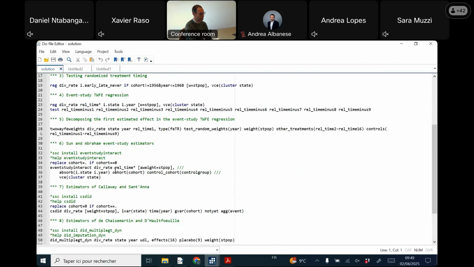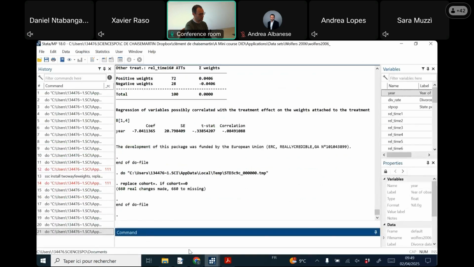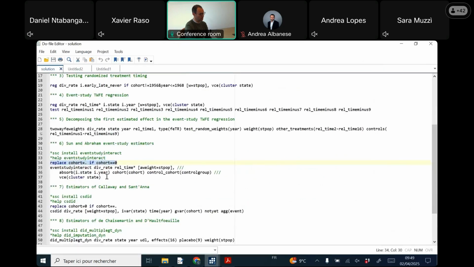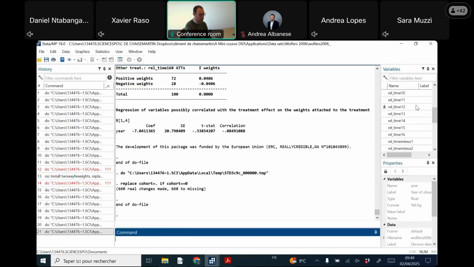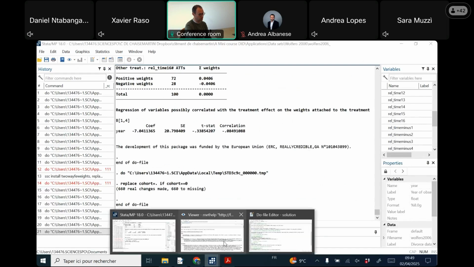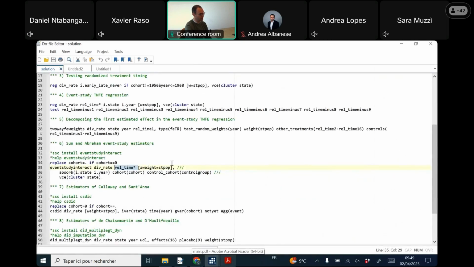Okay, so I start by fixing my cohort variable, and then I run the command. So event study interact the outcome, where I want to see 16 event study effects and 8 or 9 placebos. So I just put in all my relative time indicators. Following Wolfers and Friedberg, I weight by population. And then I indicate my group level variable and my year variable, my treatment cohort variable, and the control group is going to be the never treated. And I cluster standard errors at the state level.